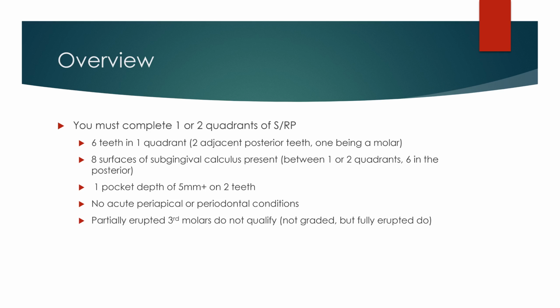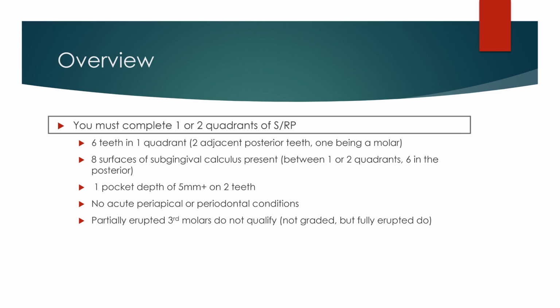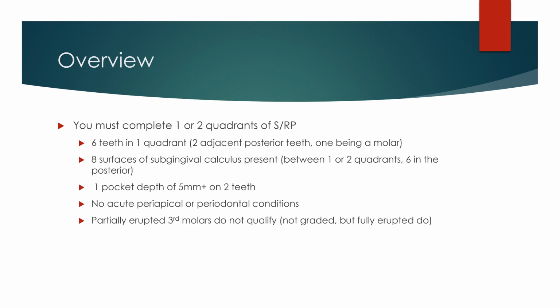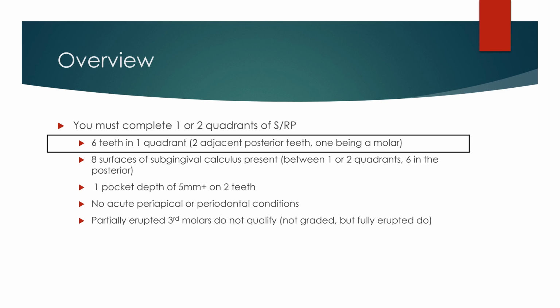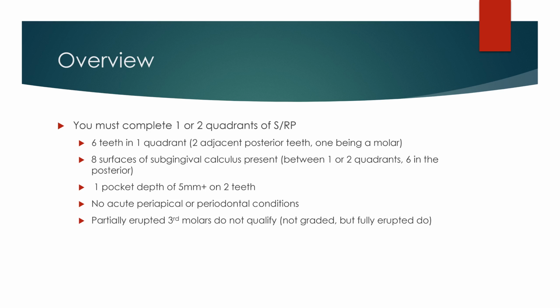So what you need to do for the perio section of REBS is 1 or 2 quadrants of scaling and root planing. If you're doing 1 quadrant, or between the 2 quadrants, it doesn't really matter. You need to have 6 teeth with 2 of them being adjacent posterior teeth, and 1 of them must be a molar. So for example, you can have 1 first molar touching 1 second molar, or 1 first molar touching the second premolar, or the second molar touching the third molar. Any of these are acceptable.